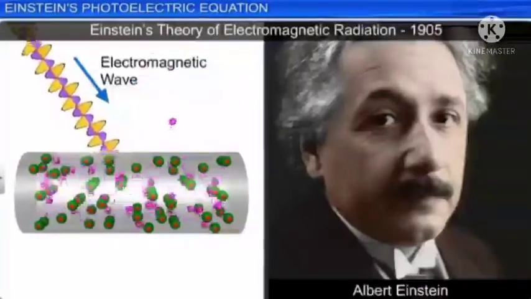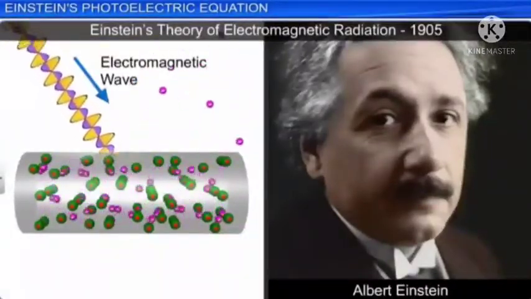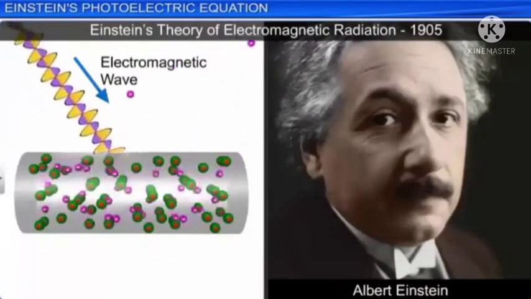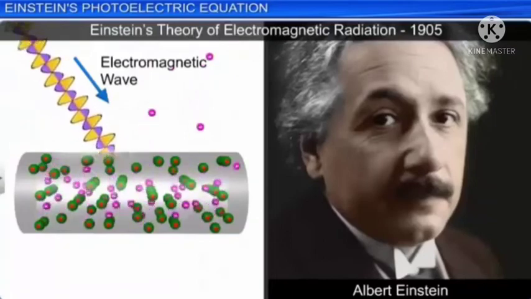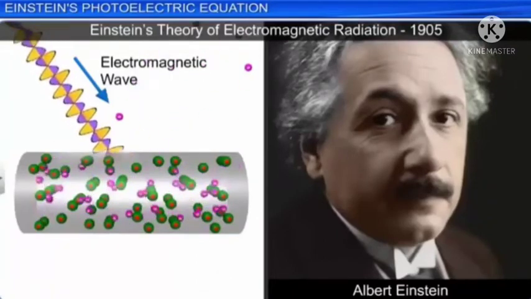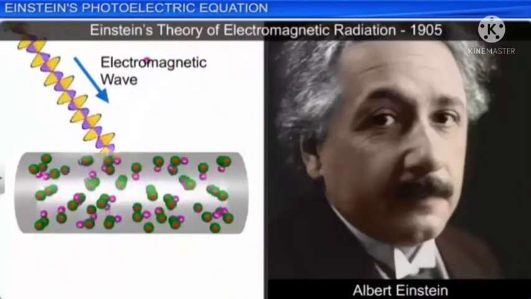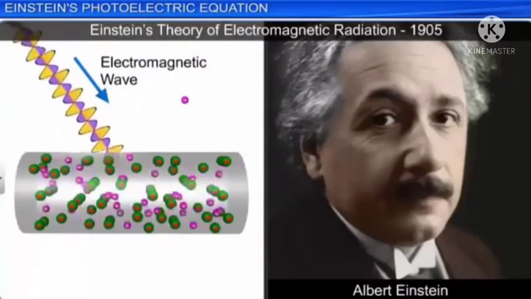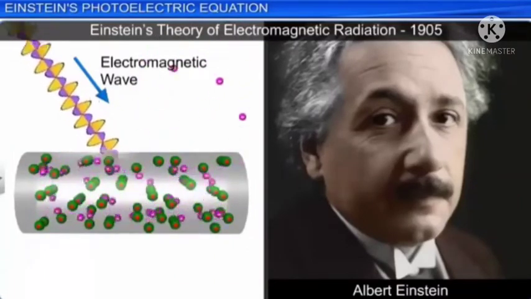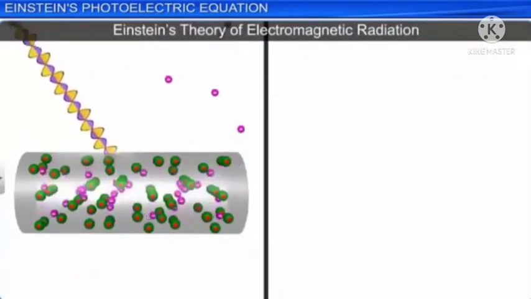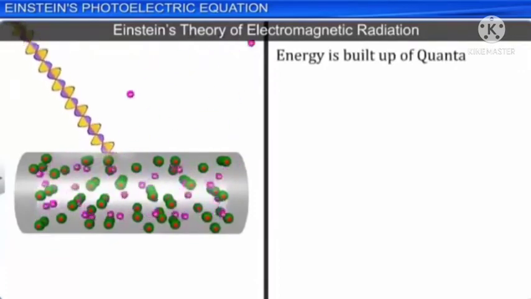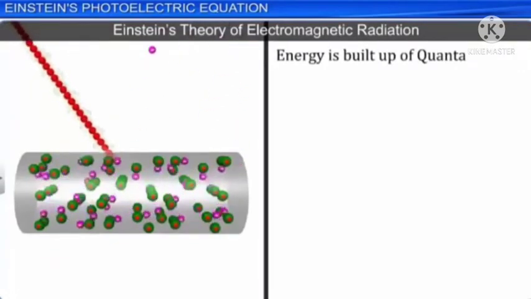In 1905, Albert Einstein proposed a radically new theory of electromagnetic radiation to explain the photoelectric effect. This theory addresses the contradictions between particle nature and wave nature of light. According to this theory, electromagnetic radiation energy is built up of discrete units called quanta of energy of radiation. This is also called the photon.